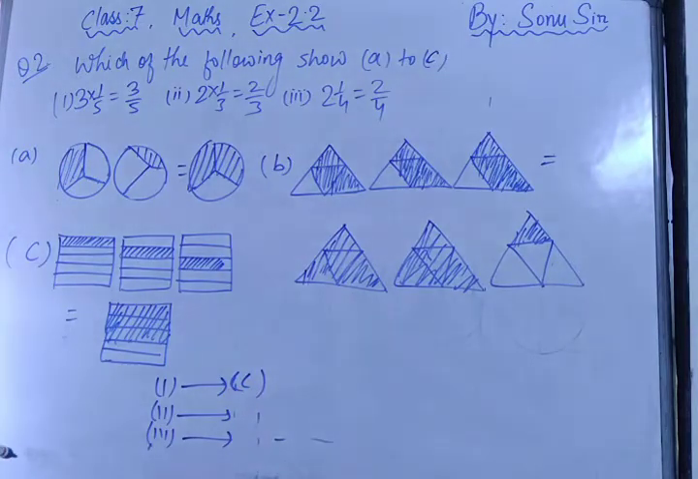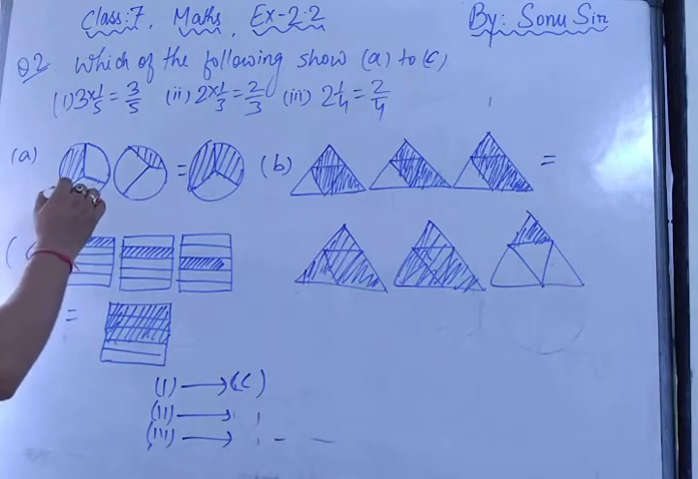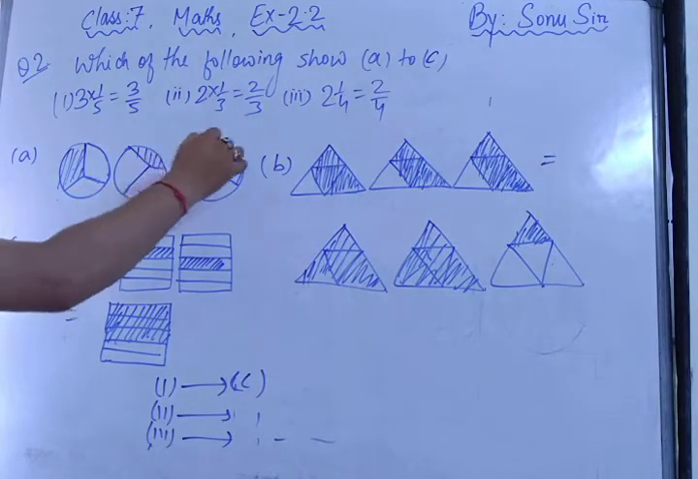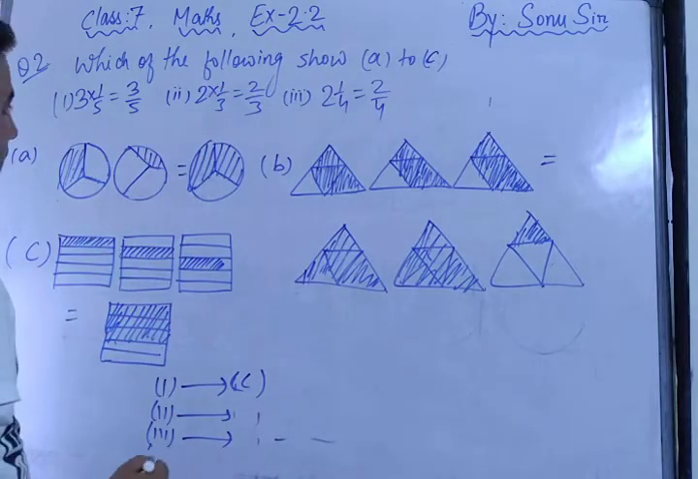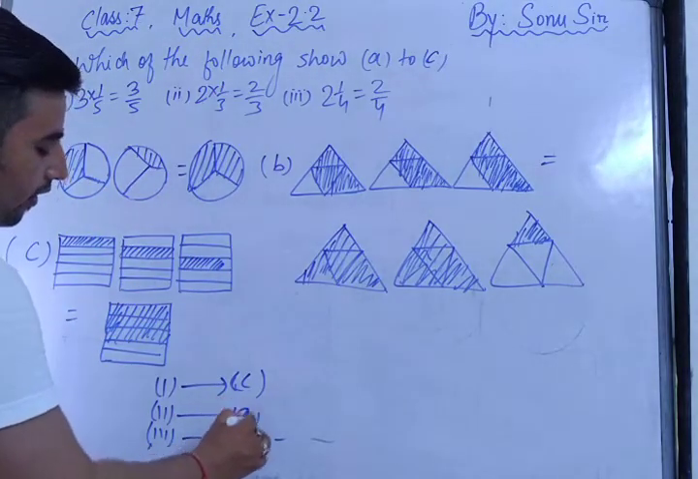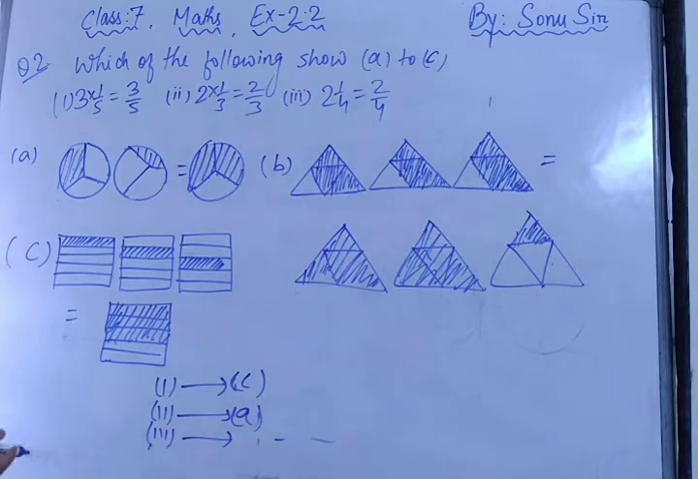Second, 2 into 1 by 3, 2 by 3. Here you can see 2 balls are there, one part is colored. Out of these 3, 2 parts are colored, 2 by 3. So the second option is A. And third will be B only, but we have to first see.